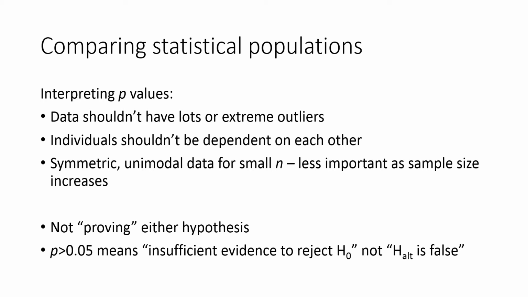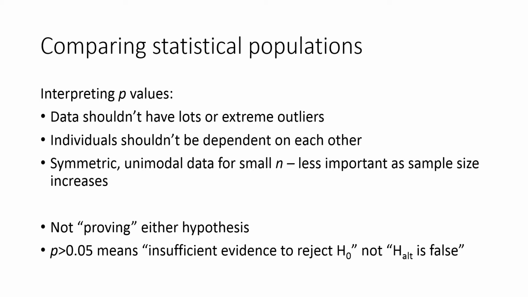So when you're trying to interpret your p-values, generally you don't really want a data set that has lots and lots of extreme outliers. So data that are well outside of the range of the majority of the data. The individuals that you're sampling shouldn't be dependent on each other. So say you wouldn't want to count 2 clones of the same willow and expect those to be independent if they're connected underground with the root, if you were interested in some particular parameters.